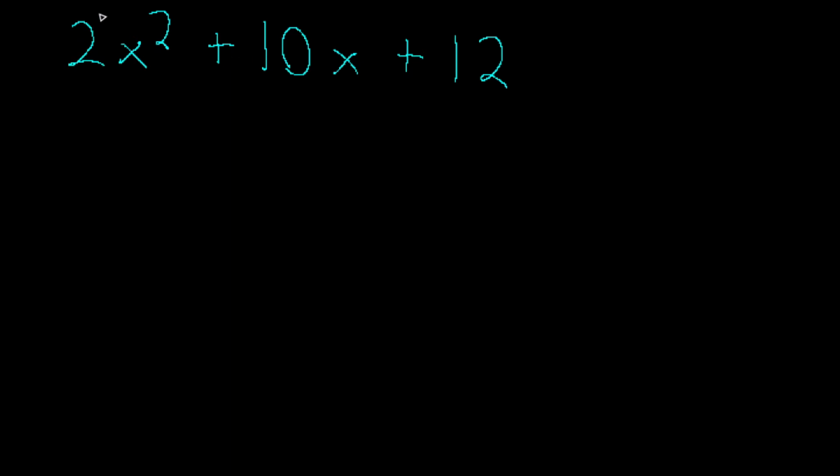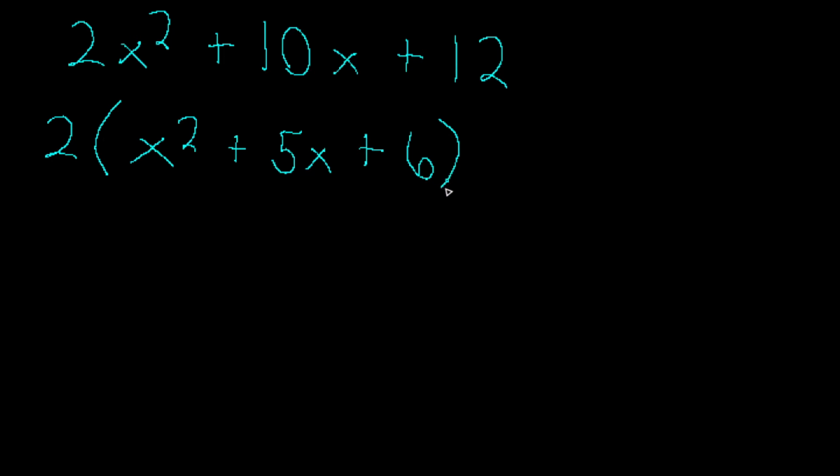We have this 2 in front of the x squared, and I can pull a 2 out of every other number. So this will become 2 times x squared plus 5x plus 6. So both of these equations are equivalent. And now I'm going to drop my 2 down here, because that's going to have to stay. And then I have that x squared plus 5x plus 6.